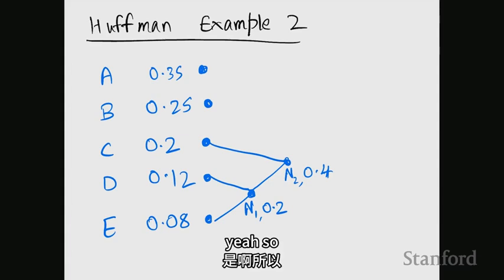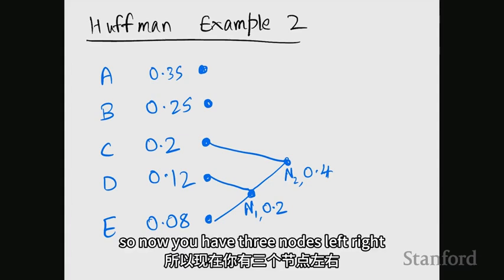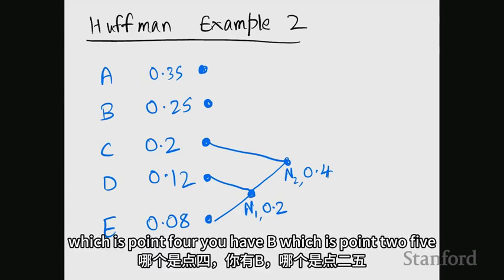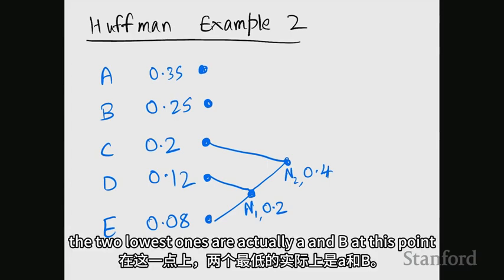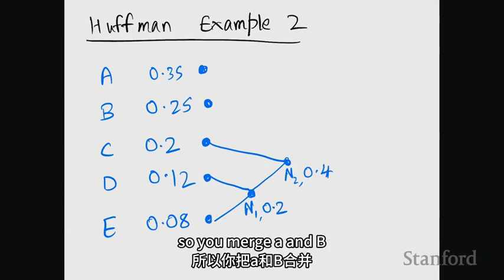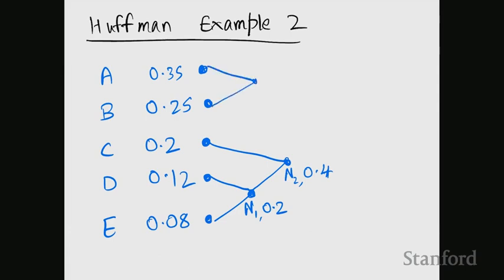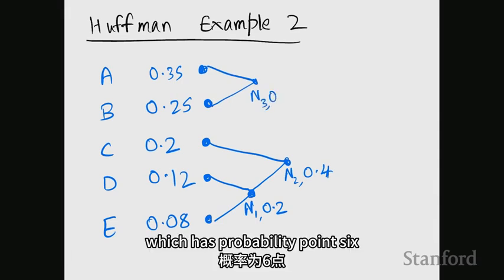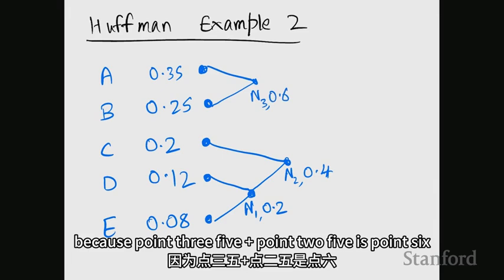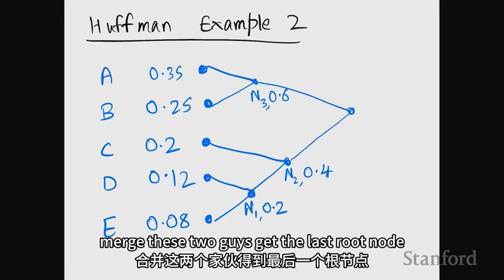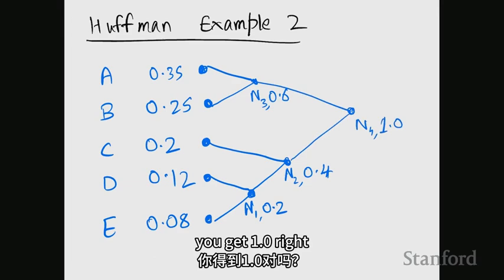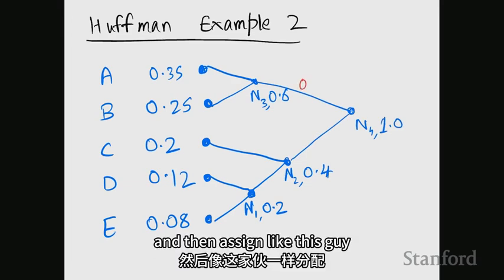Yeah. So now you have 3 nodes left, right? You have N2, which is 0.4. You have B, which is 0.25. You have A, which is 0.35. The 2 lowest ones are actually A and B at this point. So you merge A and B. Right. You get N3, which has probability 0.6, because 0.35 plus 0.25 is 0.6. And now you can just merge these 2 guys, get the last root node. You get 1.0, right? And then assign like this.